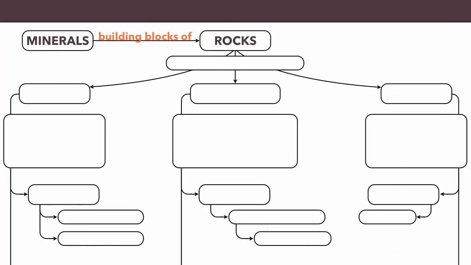So let's add that to our sheet here. This bubble under the word rocks, we're going to write that they're classified based on their method of formation, or simply how they form. And so if you do this classification, you will have three categories: igneous rocks, which we'll talk about today, sedimentary rocks, and metamorphic rocks. And so let's take a look at igneous rocks.